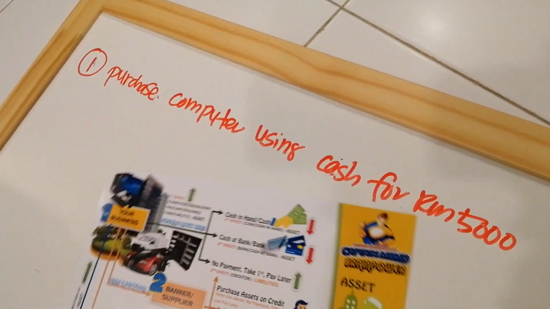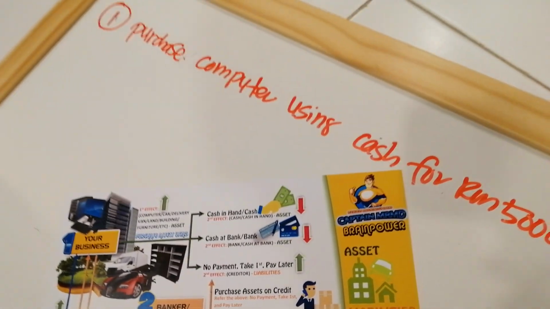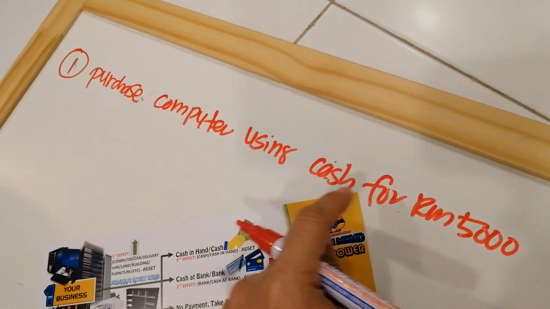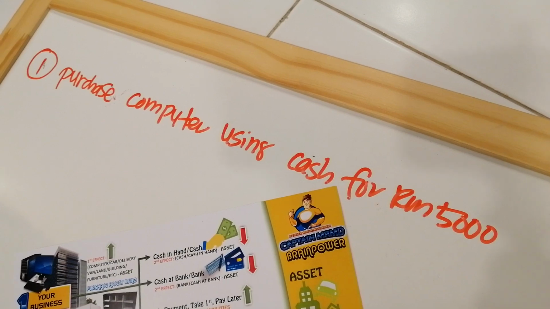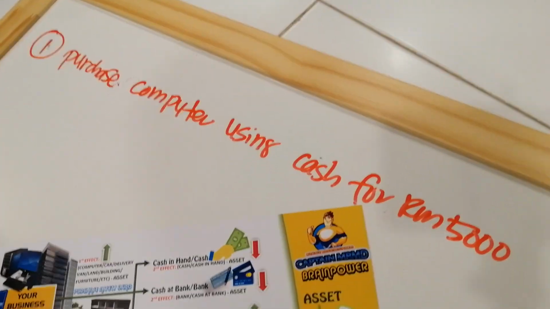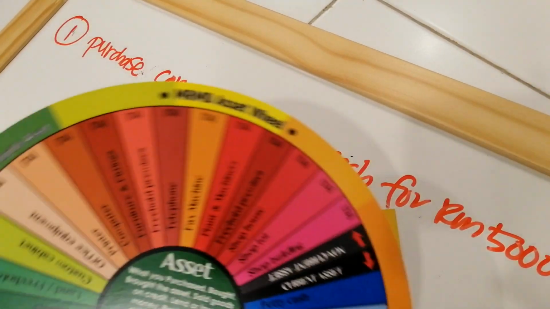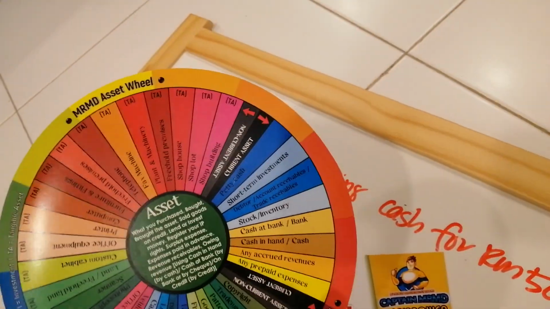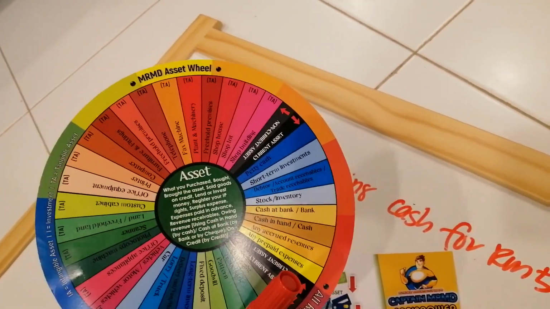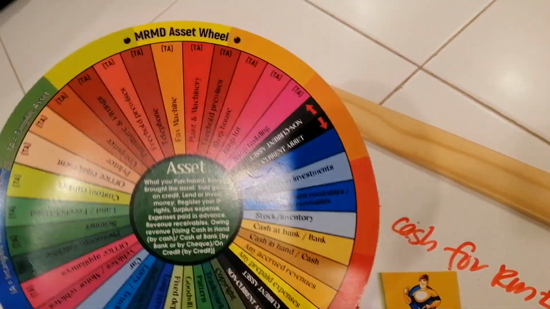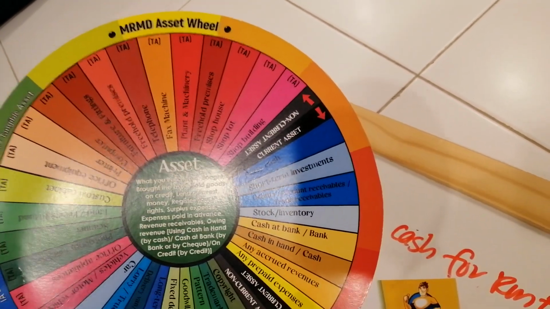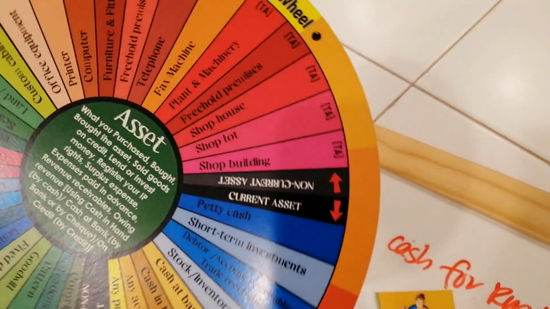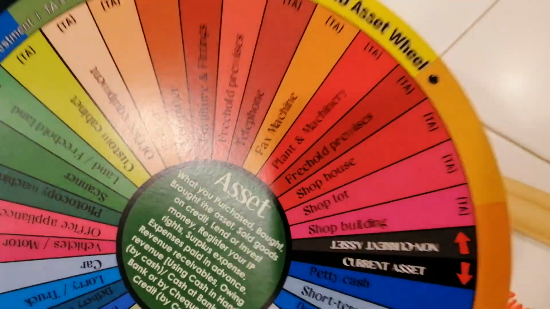Transaction ni is situation, scenario. Okay. So, kat sini, you need to check. Kalau tengok purchase computer using cash for RM5,000. Okay. So, if you are not sure, you can check from here. Apa nama item tu? Kalau you dah expert tengok this item, every day you spend your time during this MCO, you hafal. Okay? So, shop lot asset, freehold premises asset, fax machine asset, telephone asset.